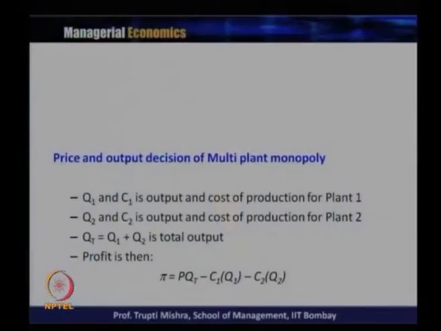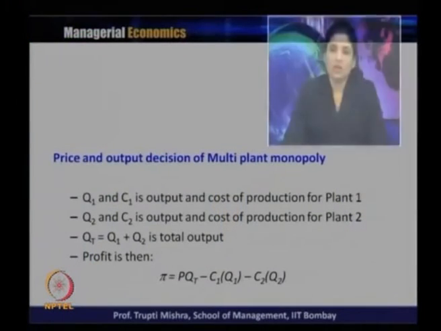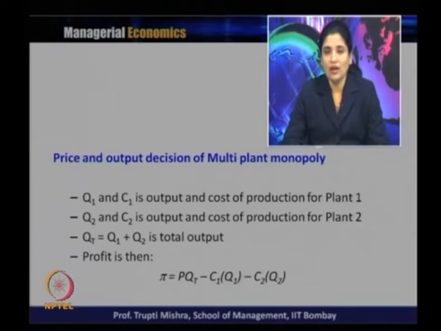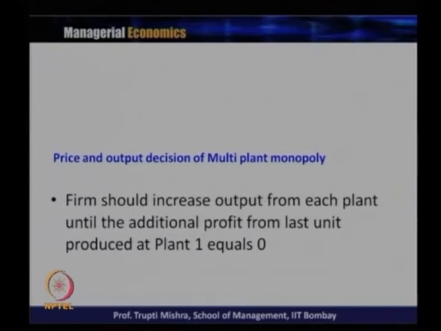So consider here Q1 is the output and C1 is the cost of production for plant 1, Q2 is the output for plant 2, and C2 is the cost of production for plant 2. Now what is the total output? The total output has to be Q1 plus Q2, and in this case what will be the profit? The profit is the revenue the firm gets, that is P(Q), minus C1(Q1), the cost function of the first plant, and minus C2(Q2), the cost function of the second plant.